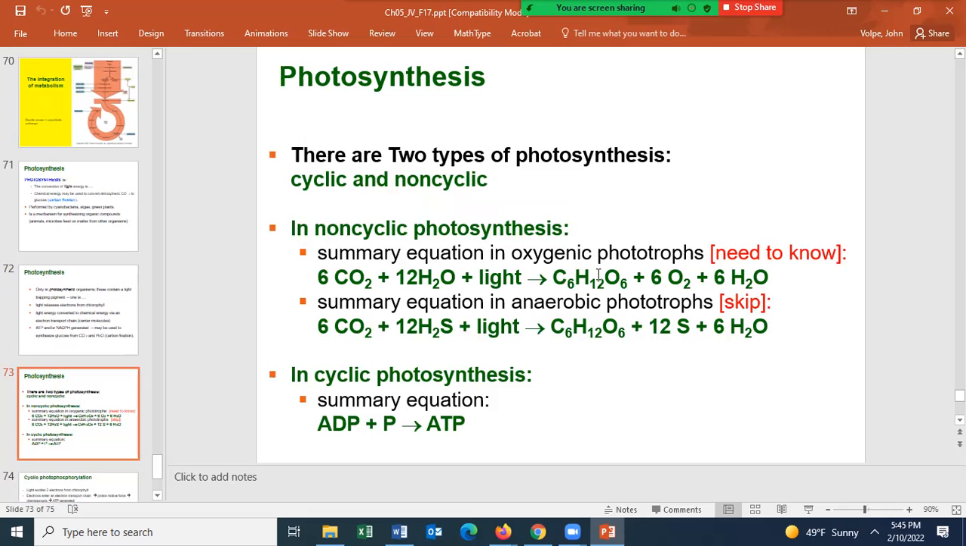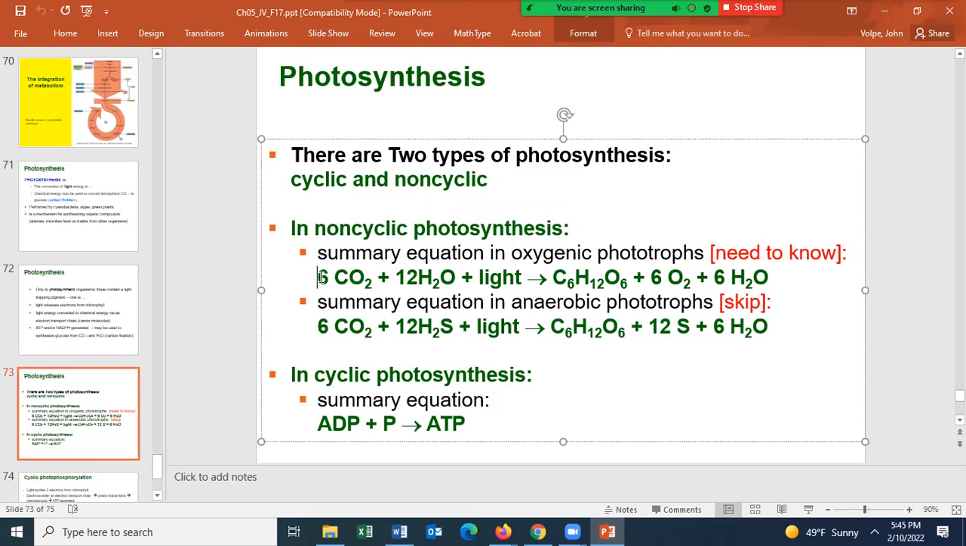And so you do know one photosynthetic reaction, and that's the non-cyclic photosynthetic reaction, but there's actually two photosynthetic reactions, the cyclic and the non-cyclic. In the non-cyclic photosynthesis, this is where carbon dioxide and water in the presence of light are converted into glucose. And this is the photosynthetic reaction you've probably seen previously.